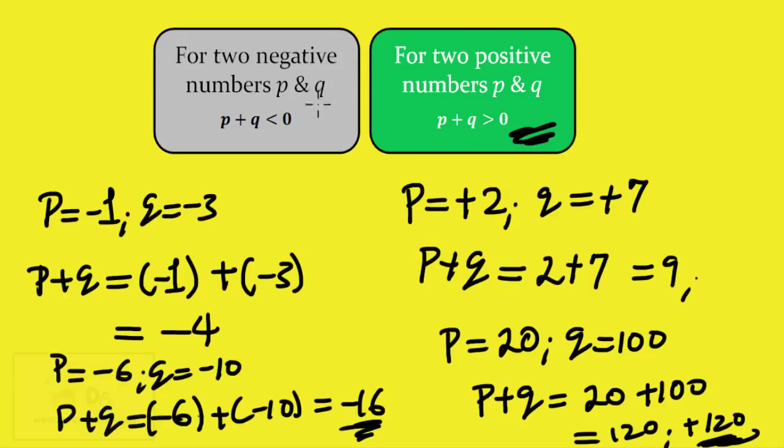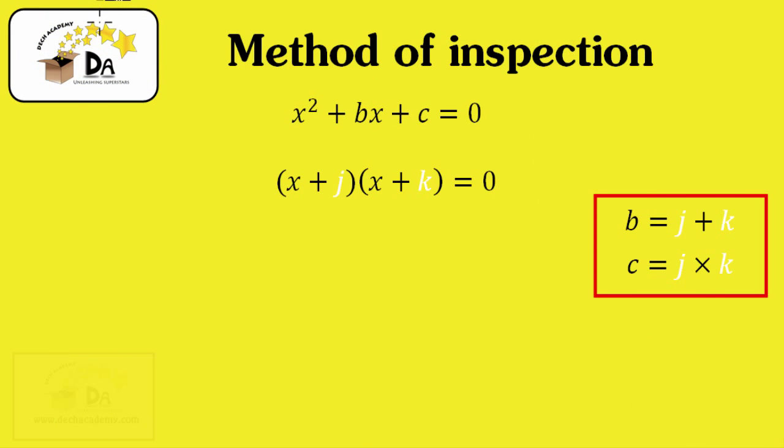So that's all you have to know to really understand, or to be comfortable with, the method of inspection. So please ensure you review all the 5 rules that have just been discussed. Now to the method of inspection, which can be applied to any equation of this form, which is a quadratic equation where the coefficient of x squared is 1. That's the only requirement.